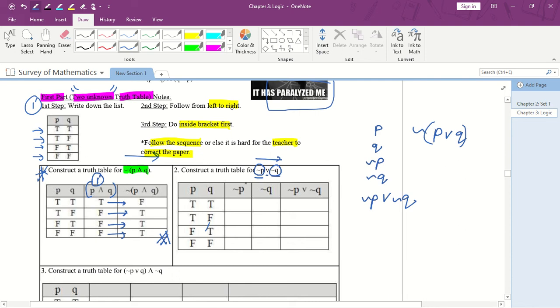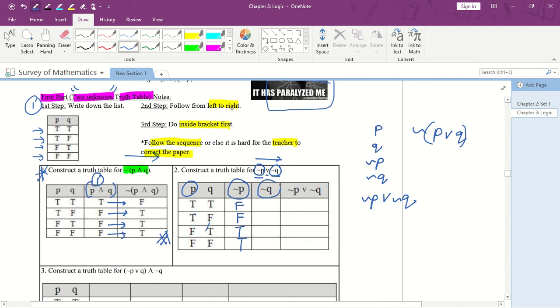So when it says only P, it means that we look only at P. Okay. So, P, if it is true, negation P will become false. When it is false, it will become true. Okay? And the next one.